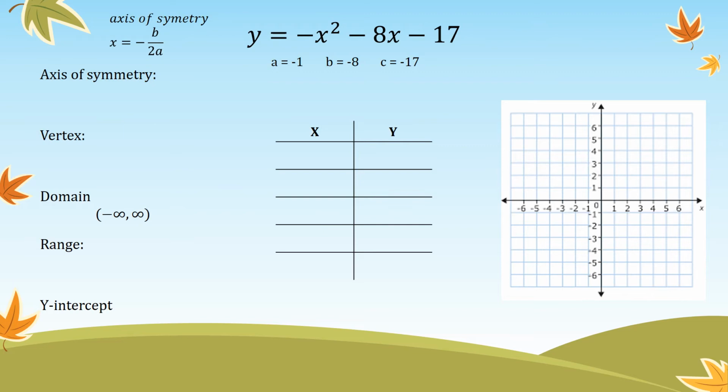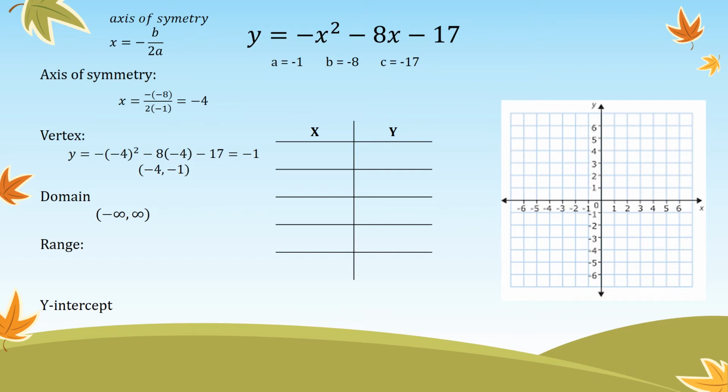So to find the axis of symmetry, it's negative 8 over 2 times negative 1. Be careful with your signs there. Negative 8 makes it positive 4, but then we have 2 times negative 1, which makes it negative 4. So then to find our vertex, we put that x value back into y.